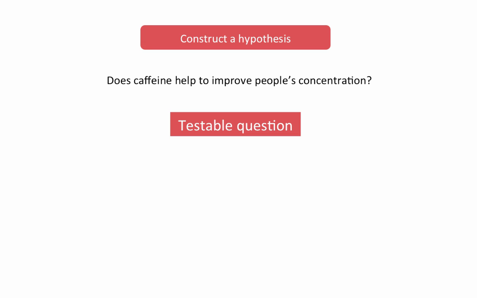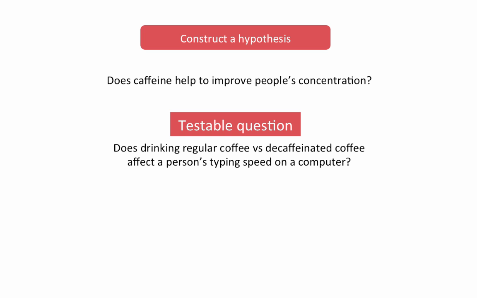Now we can make our testable question. Instead of "does caffeine help to improve people's concentration?" we can now say, does drinking regular coffee versus decaffeinated coffee affect a person's typing speed on a computer? And then our next step is to make a hypothesis.